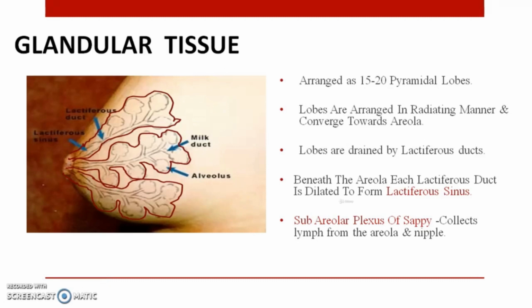So this is the plexus of lymphatic vessels which is seen below the areola region, which collects the lymph from the areola and the nipple part. Then it drains into lymph vessels, which we will deal with later in detail.